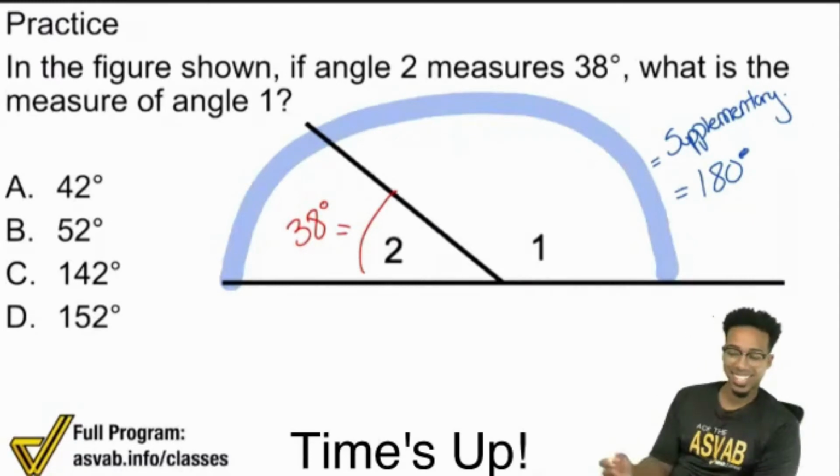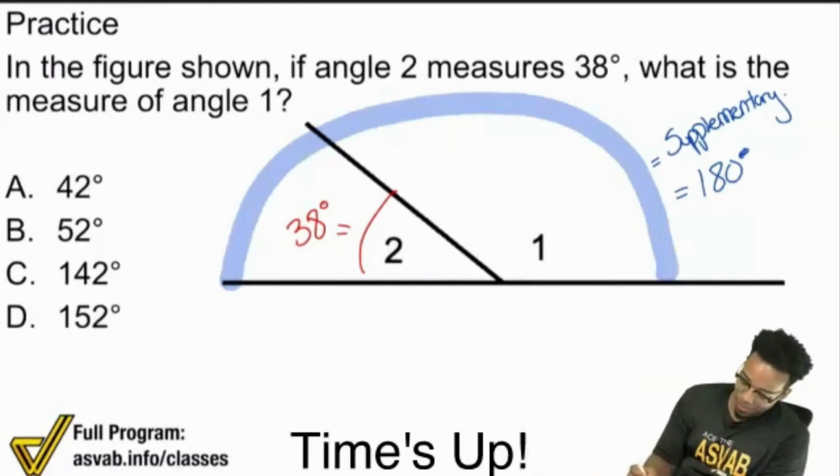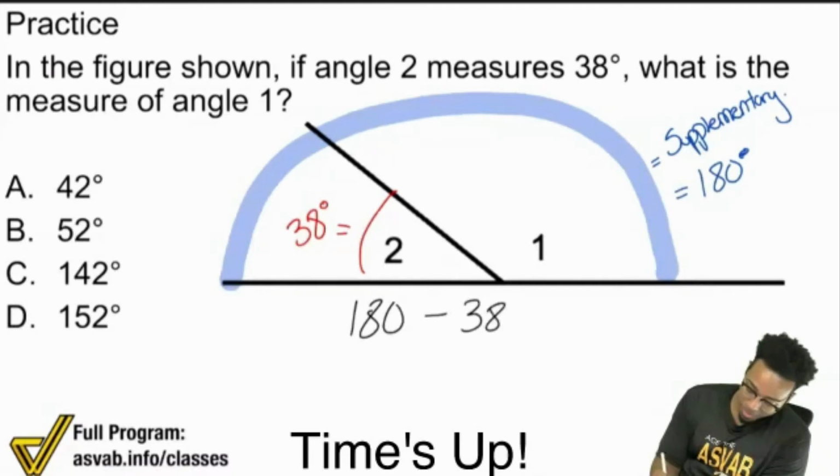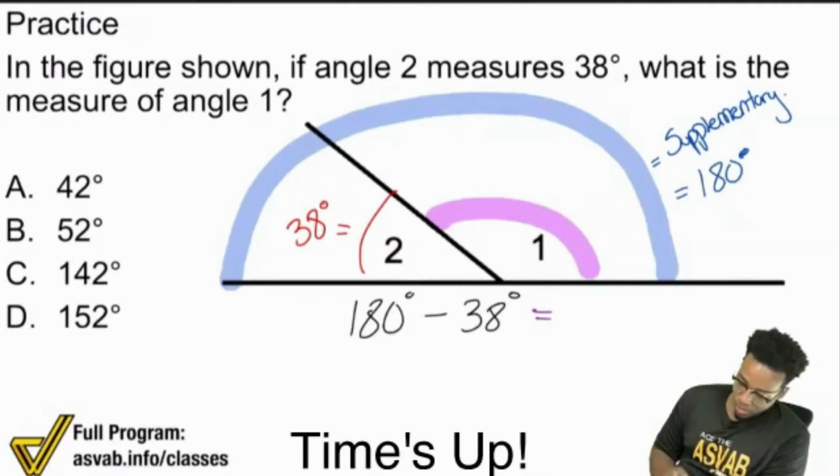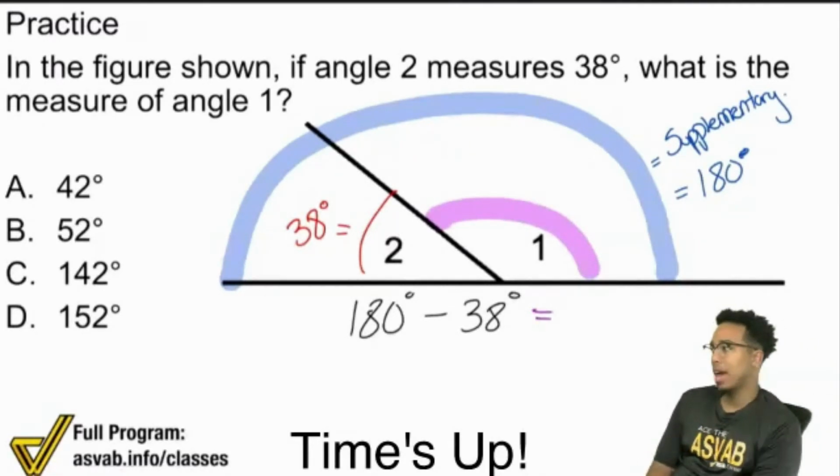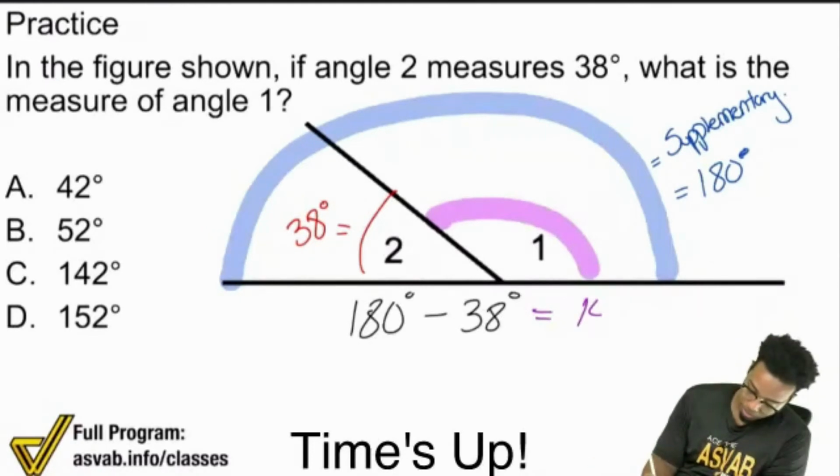So with that said, let's go ahead and check this one out here. We just have to take 180 and take away 38. Because that'll give us the remaining angle, that angle 1 that's there. So again, to do the math, just take away the 30, you get 150. Take away the 8, 142. Boom. Right there.